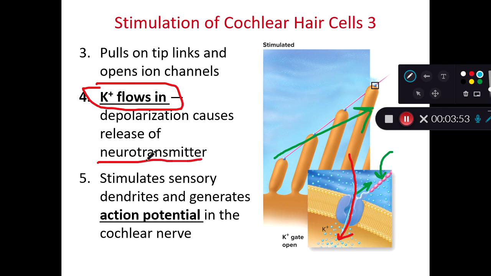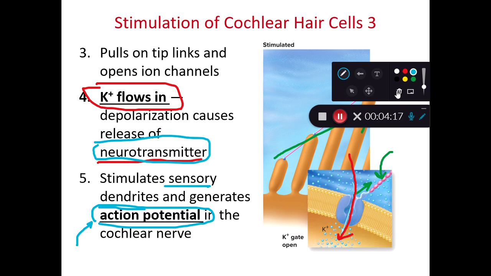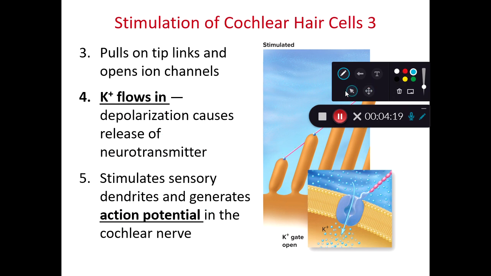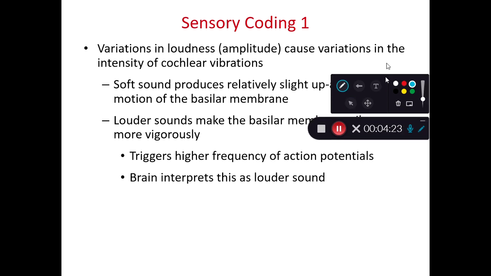This depolarization is then going to stimulate additional sensory dendrites through the release of the neurotransmitters to generate another action potential on the cochlear nerve. That cochlear nerve will then merge with the vestibular nerve to form the vestibulocochlear nerve, and that action potential will be sent to the brain to be processed as sound.